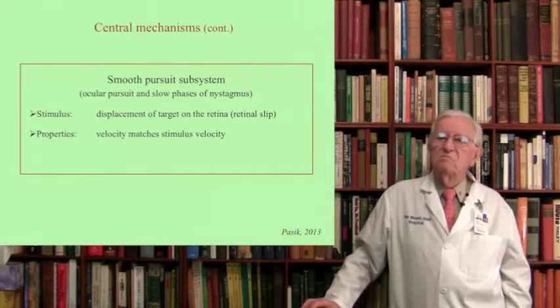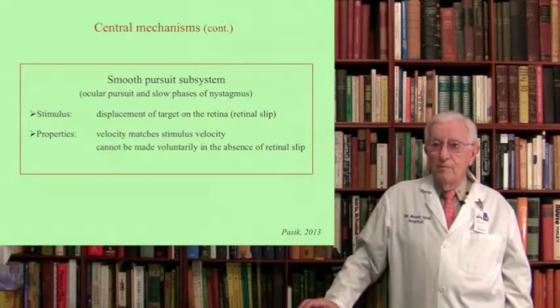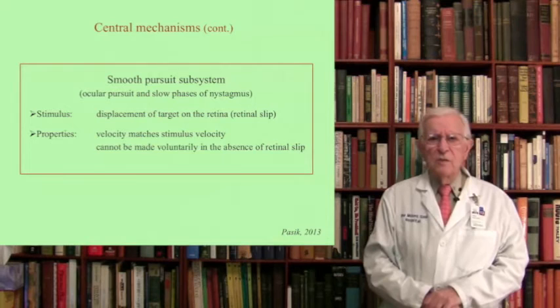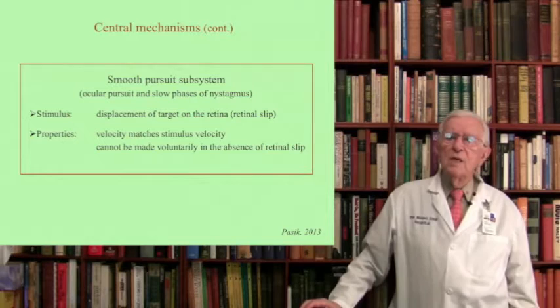Now, another property is that these are completely involuntary. You cannot perform a smooth pursuit eye movement by will. On the other hand, you can say, oh yes, I'm going to move my eyes very slowly from one point to another. And what you are actually doing is small saccades that can be perfectly well recorded. All right? So you cannot make a smooth pursuit voluntarily without retinal slip.